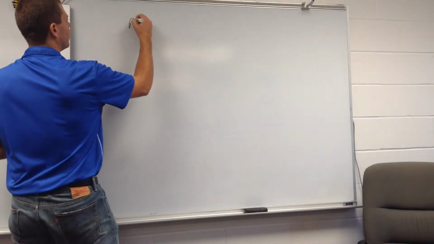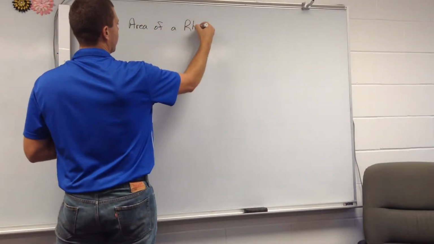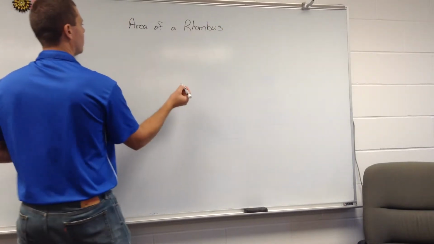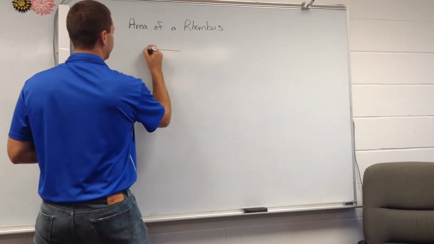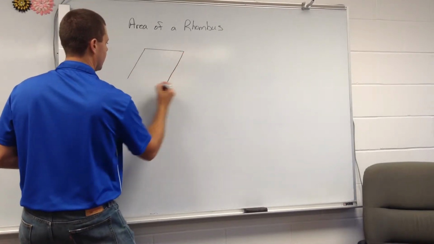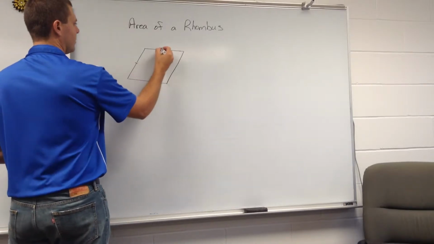All right, so rhombus. What makes something a rhombus? Go ahead, anybody? 4 equal sides. Great. All right. So let's say I draw a rhombus here. Best I can. All right, definitely a rhombus.